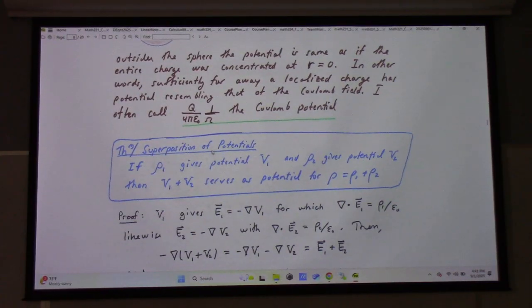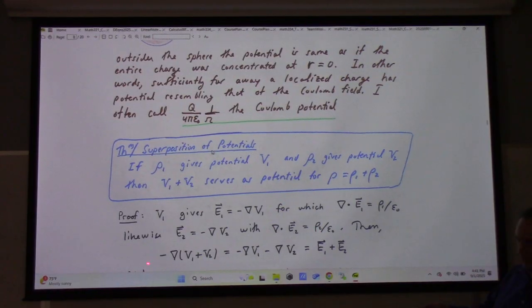So there's a larger principle here, which is the superposition of potentials. If charge density 1 gives potential V1 and charge density 2 gives potential V2, then the sum of those potentials serves as the potential for the sum of the distributions. The proof is very simple. E1 is minus the gradient of V1, and of course the divergence of the electric field is rho 1 over epsilon naught by Gauss's law. E2 is minus the gradient of V2, and of course the divergence has to be given as such.